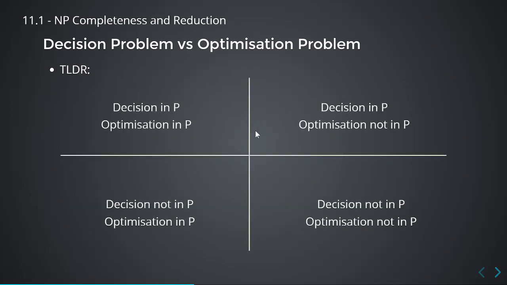Here's a summary of what can happen. You can have your decision problem in P. That means the optimization problem will also be in P. Or if your decision problem is not in P, then you also know that your optimization problem is not in P, because the optimization problem can't be easier than the decision problem. Now, this is something we have to discuss later. We can have the case where the decision problem is in P, but the optimization problem is not in P. Yeah, we'll talk about that later. And finally, this one just can't happen, because again, the optimization version can't be easier than the decision version.